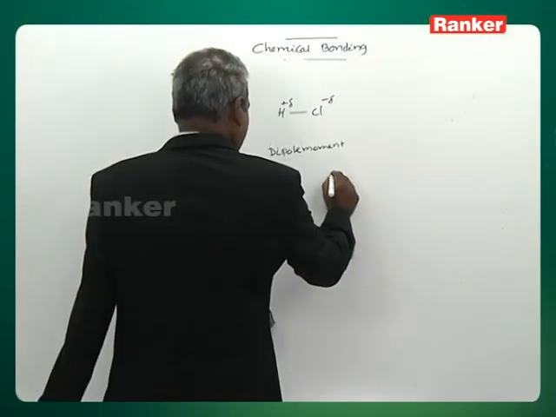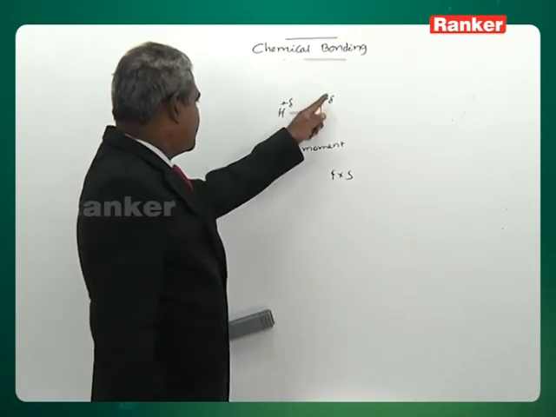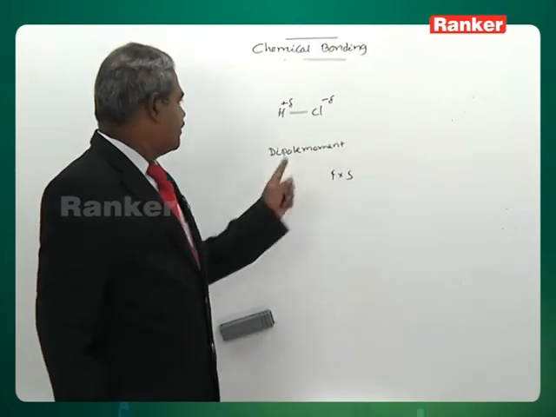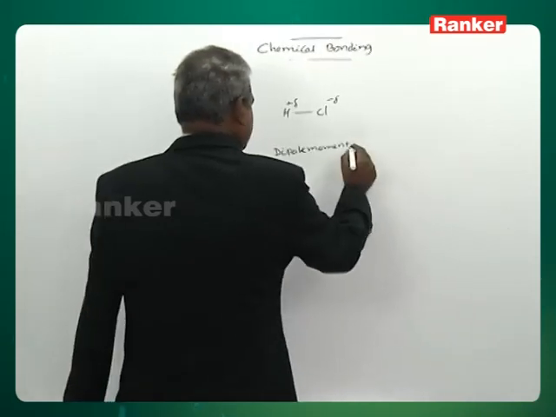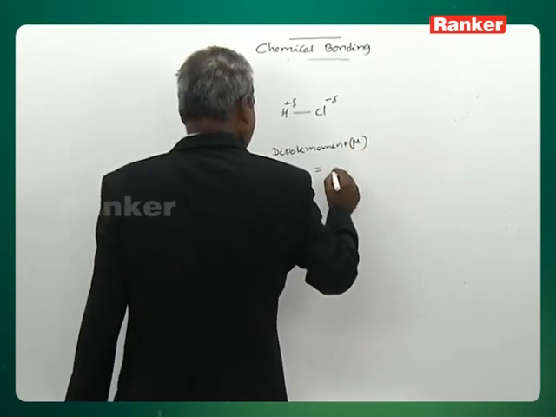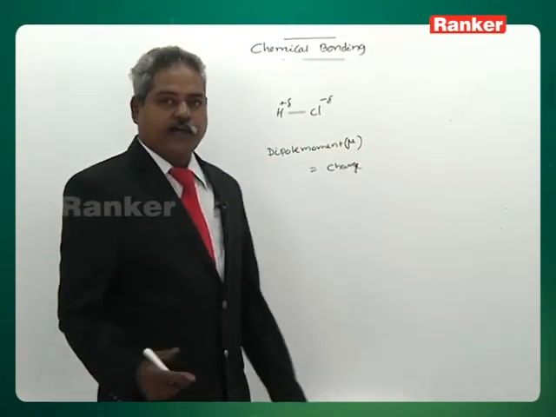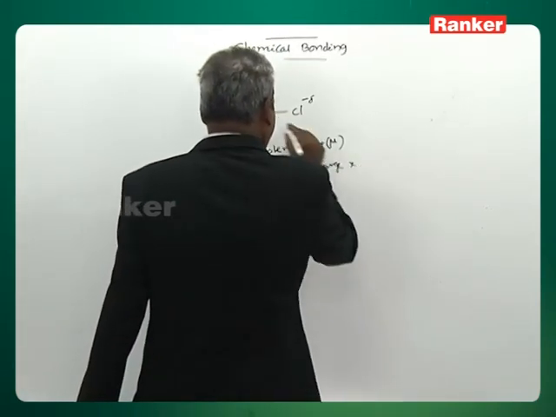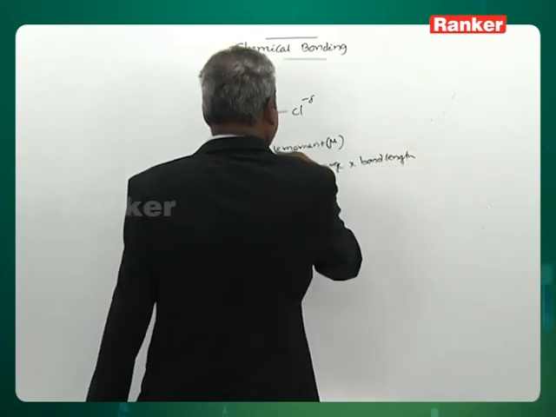What do you mean moment? Force into distance from where the force is acting. Here is a positive charge and here is a negative charge. Some force is acting between them, and how far it is acting from decides the dipole moment of the molecule. Dipole moment is equal to mu. Dipole moment mu is equal to charge acquired by each atom, whether it is positive or negative charge, into distance. Charge into distance, which is called bond length. Bond length. Charge into bond length.